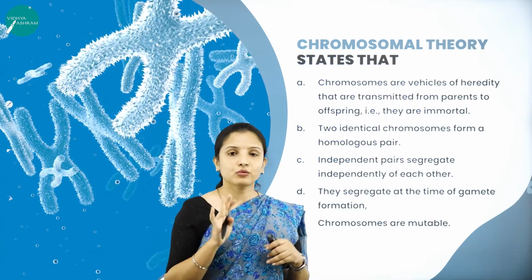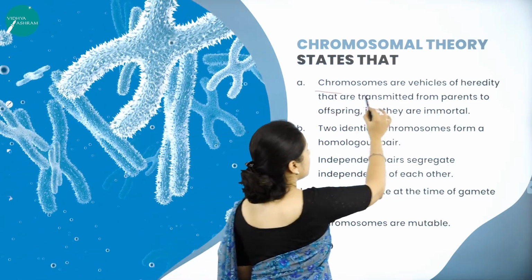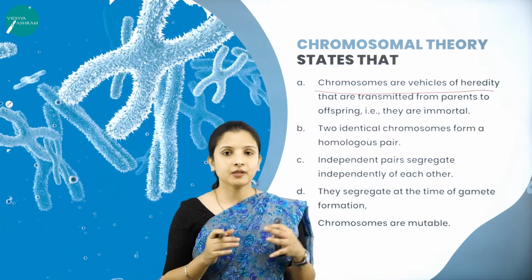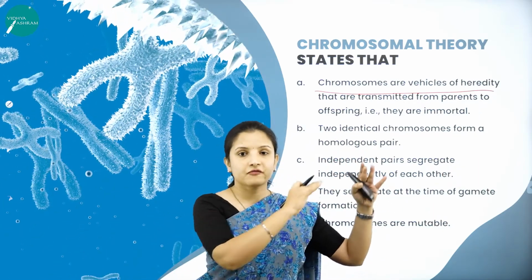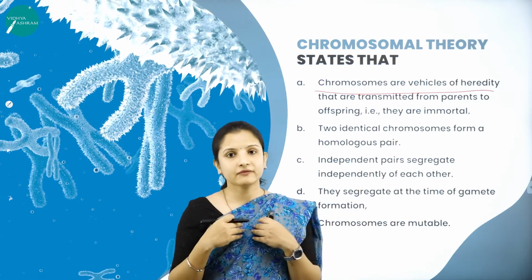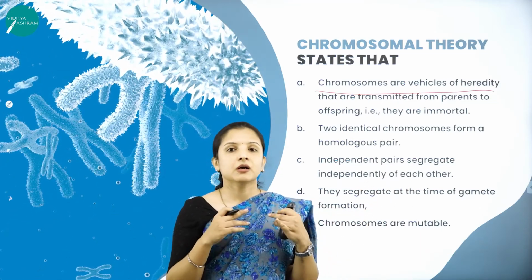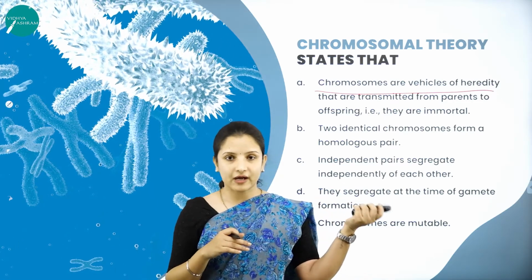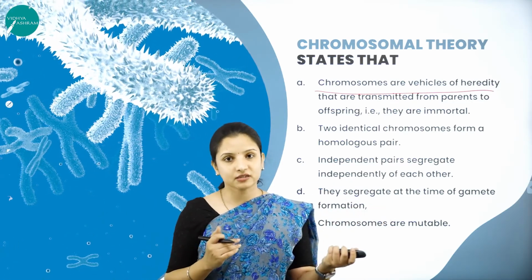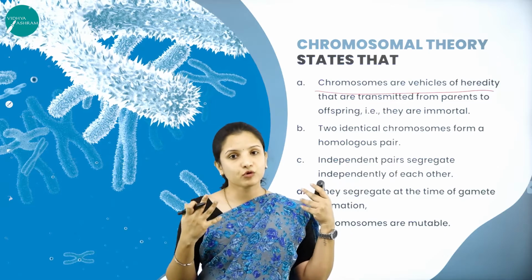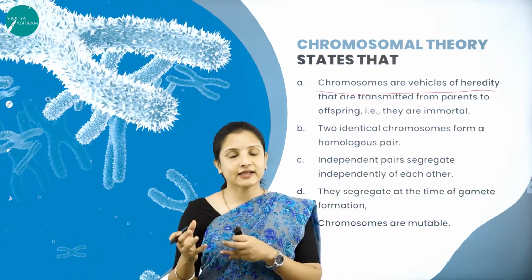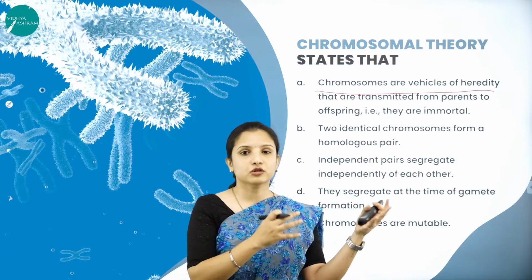They said that chromosomes are vehicles of heredity. They are vehicles, right? Why? Because, for example, we carry the traits from our parents. We have some characters like brown color eyes or brown color hair. So if the father has brown color eyes and the mother has brown color hair, sometimes both will get expressed in the progeny, right? So how will they get expressed in the progeny? It is because of the chromosomes.